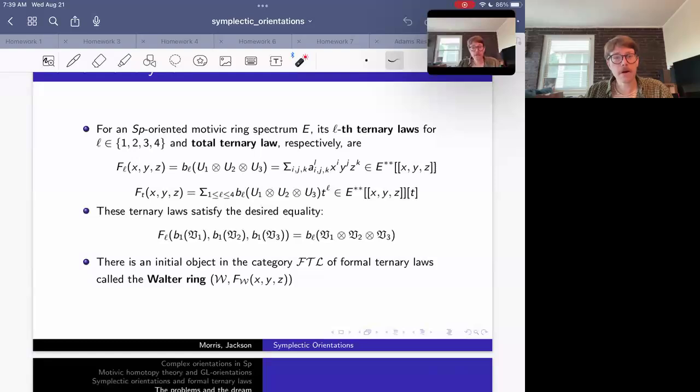And just as before, there was an initial object in the category of formal group laws called the Lazard ring. And in the category of formal ternary laws, there is also an initial object. So I map any formal ternary law over a ring to one over the other via a map from what's called the Walter ring to whatever my ring spectrum is. So the homotopy groups of the symplectically oriented spectrum.